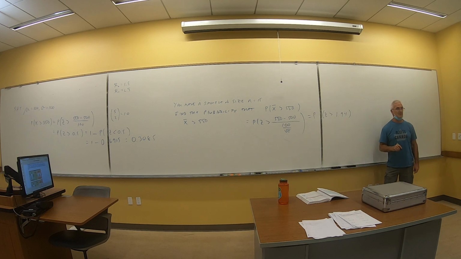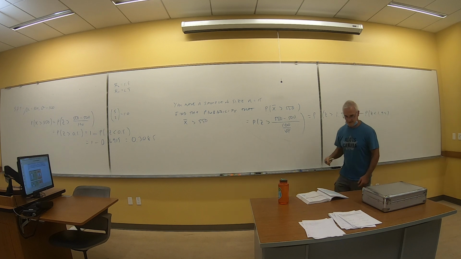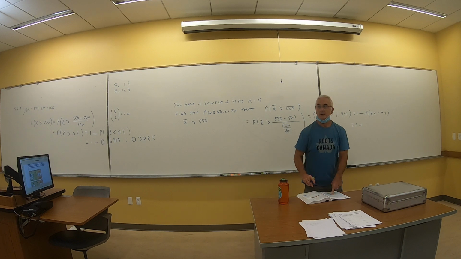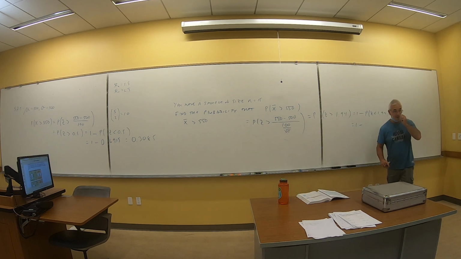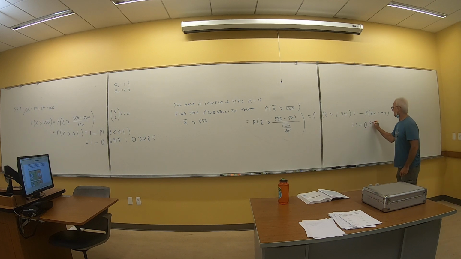Anybody else, you got confirmation? Now, this is 1 minus the probability that z is less than 1.94, which is 1 minus what? The z value 1.94, the probability of being less than that is, anybody? Table? 0.9738, but we're doing 1 minus.